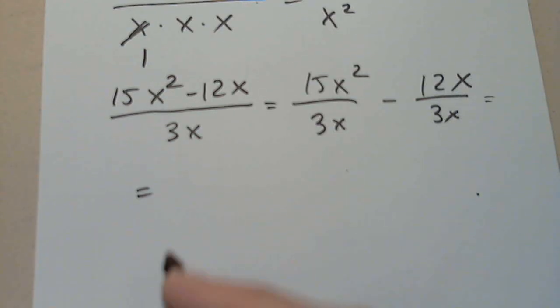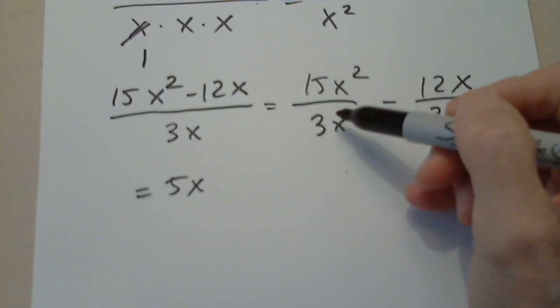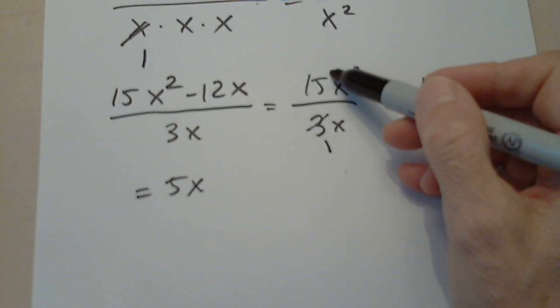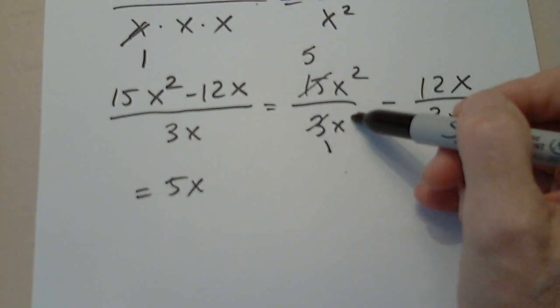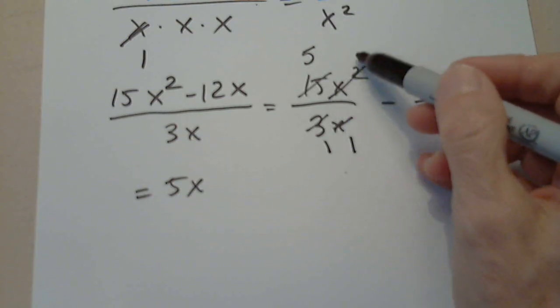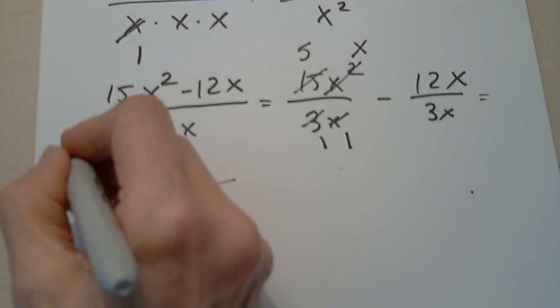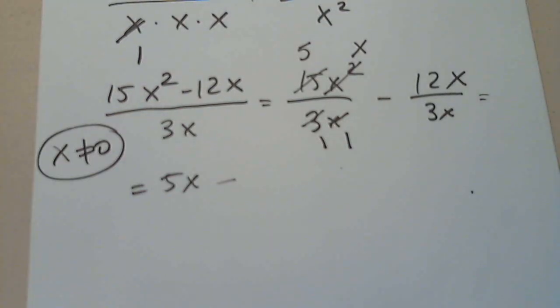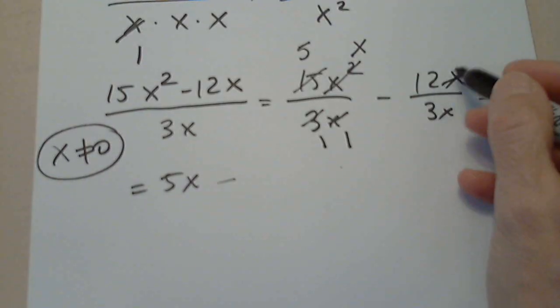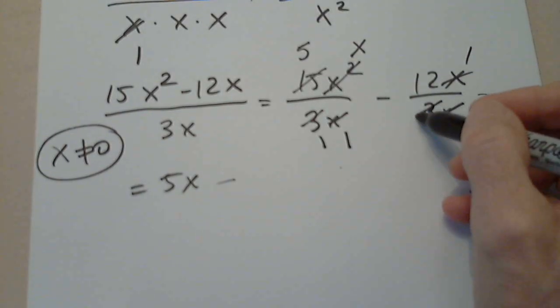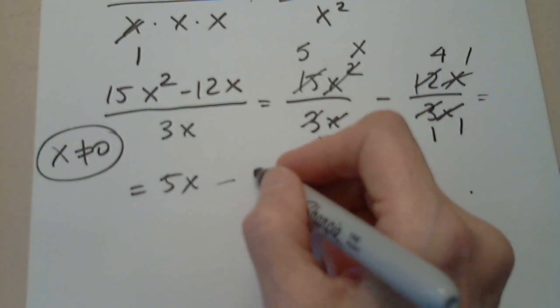5x indeed. Because I simplify 15 by 3, and x goes away, and then x goes away. Minus. Of course, it makes no sense unless we write that x is not 0, otherwise the whole thing collapses. So x simplified goes away, and 3 simplified, and we get 4.